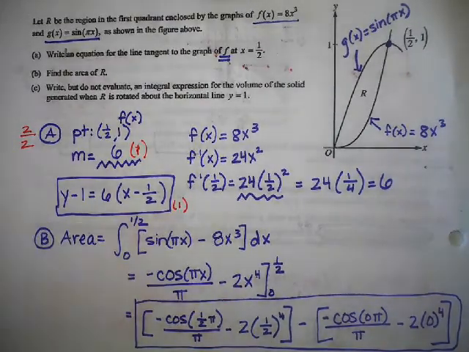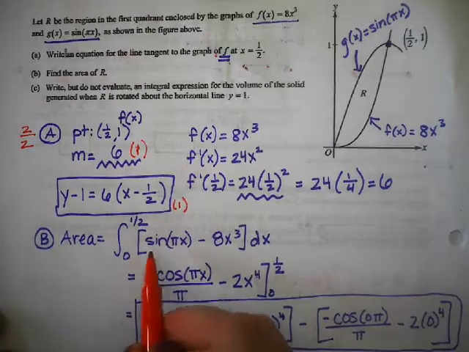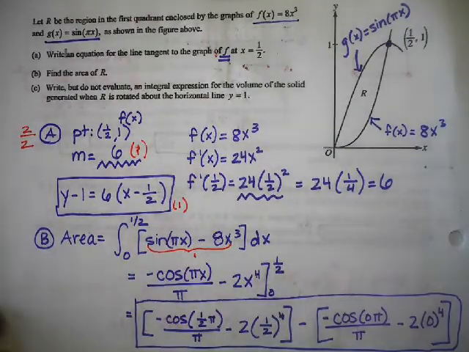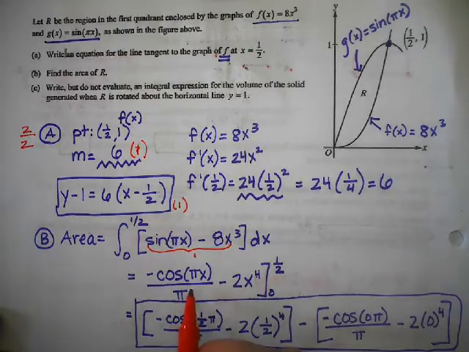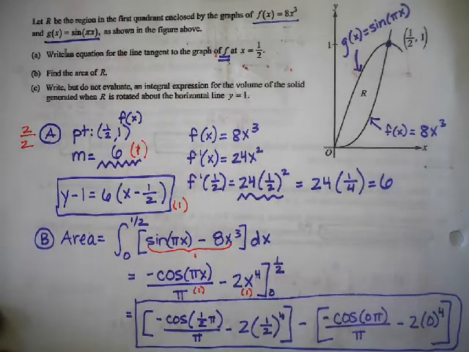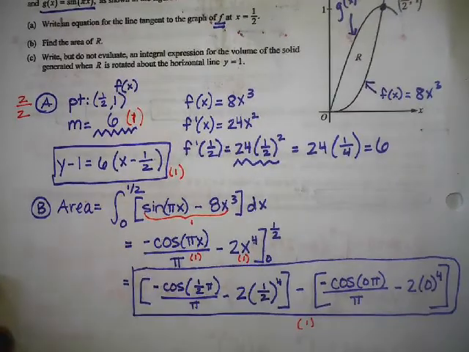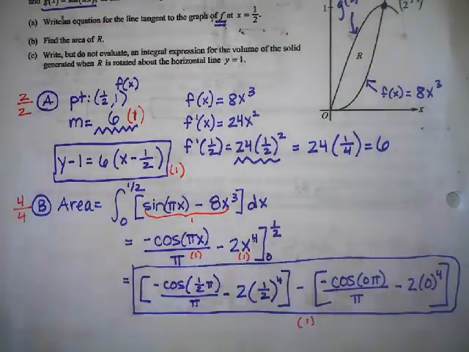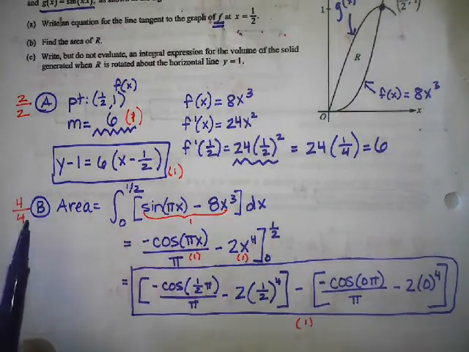The way that points were awarded, you got 1 point if you correctly had this integrand right here. Then you got 2 points for taking the antiderivative. Likely 1 point for this antiderivative, 1 point for this antiderivative. And then your final answer was a 4th point. And so this was a 4-point part of the problem for part B.